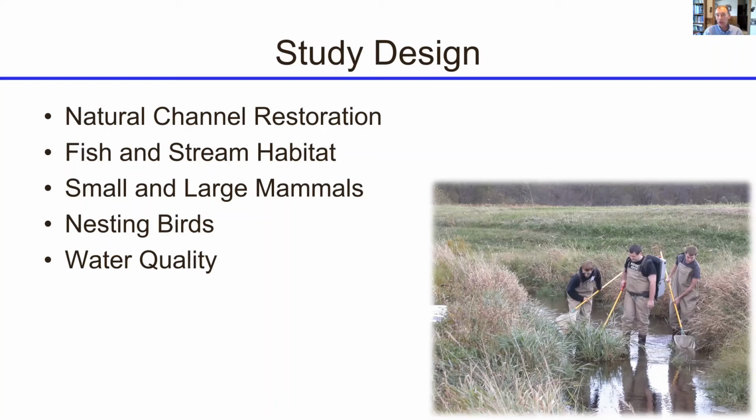In our study design, what we decided to do was to try to build a natural channel design or a 2-stage ditch. But we also wanted to know what would be the response of the stream relative to the fish and the stream habitat. How would there be a response from the small mammals, large mammals? What about nesting birds? And how about water quality?